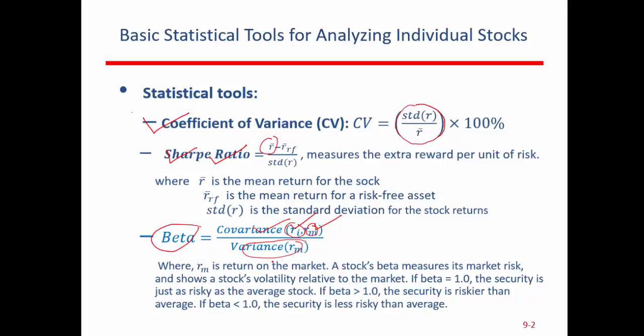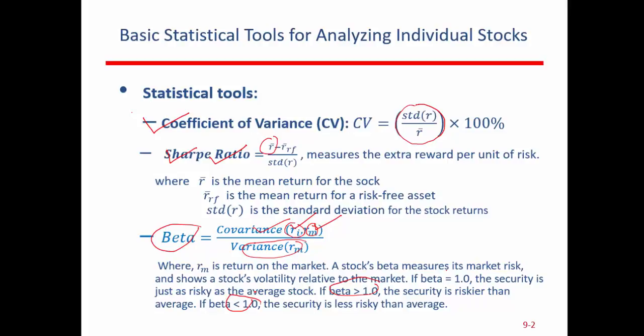Usually the S&P 500 is used as a proxy for the market return, and the value of the beta could be 1, which means the security is as risky as the market. If the beta is more than 1, then the security is riskier than the market, and if the beta is less than 1, then this stock is considered less risky than the average market.